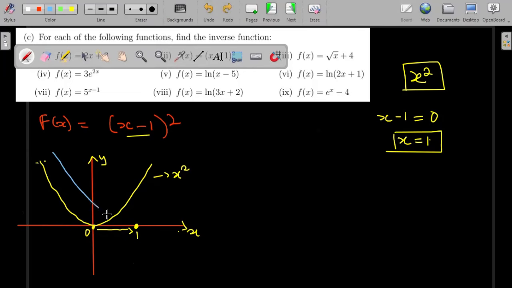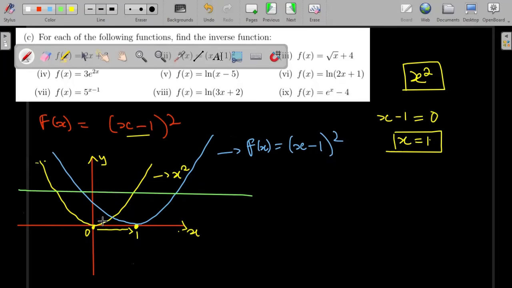Let me draw it smoothly. Turning point there, and then it goes like this. This graph in blue is now my f of x equals x minus 1 squared. So we ask ourselves, is this function one-to-one? We just try to draw a horizontal line anywhere like this. We see that this horizontal line meets the blue curve at 2 points.